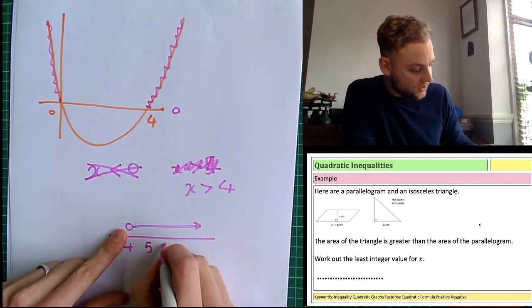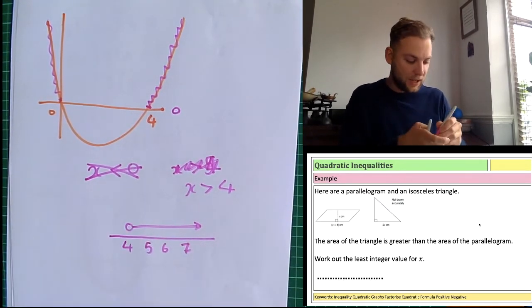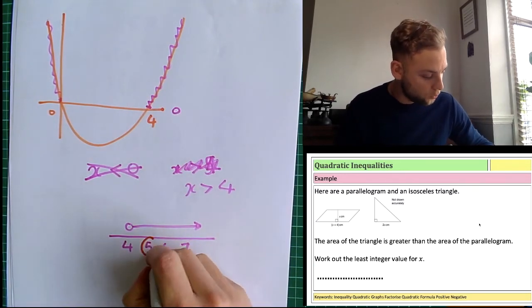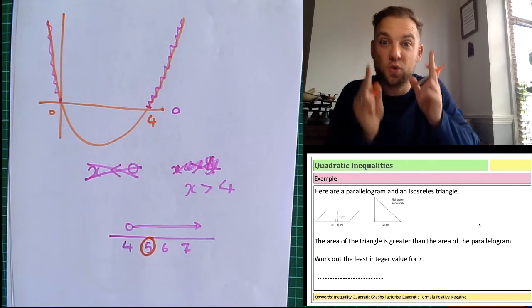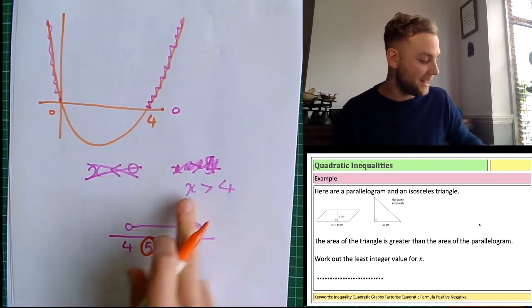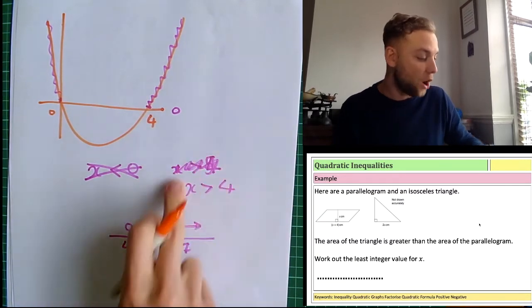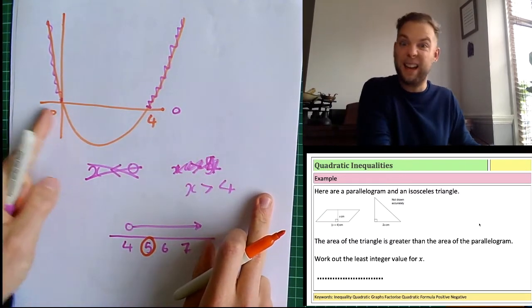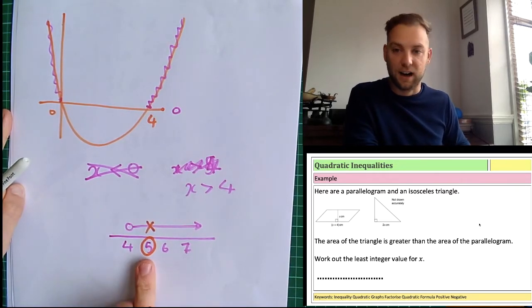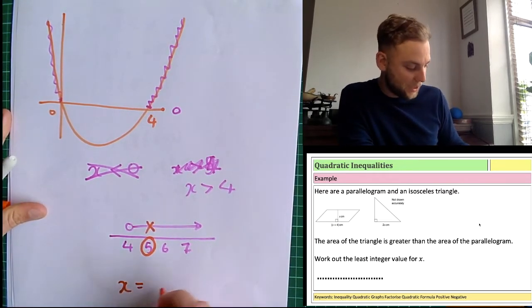So my first integer value of this is equal to, I think you can probably see it now, my first whole number is equal to 5. So the smallest integer it can be is 5. When x is greater than 4, it can't be equal to 4. It can't be anything less than 0. So my first value here is 5. So when x is equal to 5.